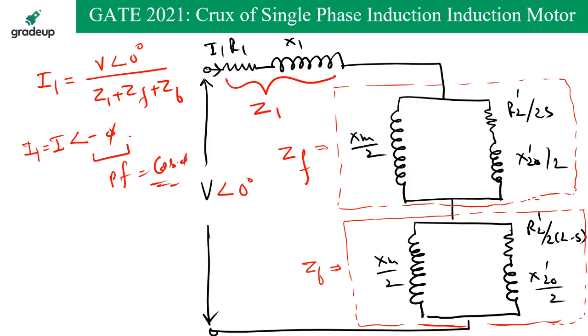Now, these forward rotor circuit and backward rotor circuit equivalent impedances we are calling ZF and ZB. ZF is the forward rotor circuit impedance, and ZB is the backward rotor circuit impedance. Z1 is R1 plus jX1, the stator circuit resistance and reactance. So, very easily you can calculate the current drawn from the supply. This is the procedure for how you should proceed with the questions asked on the single phase induction motor.